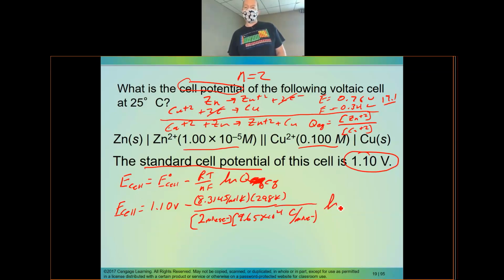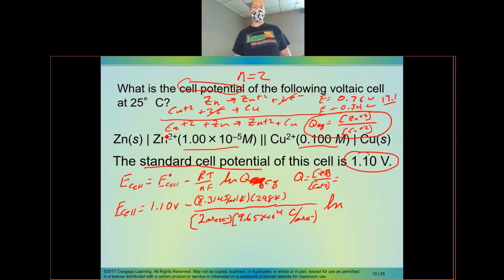And that is then the ln of Q. So now we have to calculate our Q value. So what is the Q value? It's right here. It is the concentration of zinc divided by the concentration of copper. So your Q value is the concentration of zinc plus 2 divided by the concentration of copper plus 2.